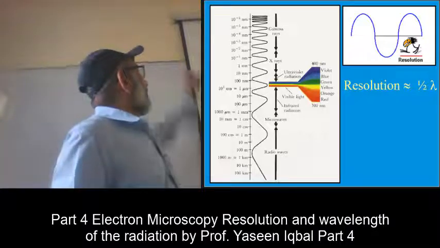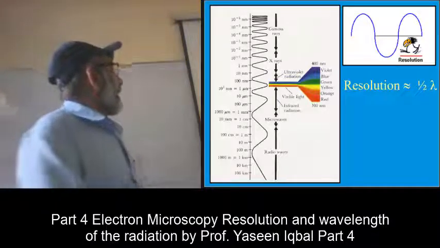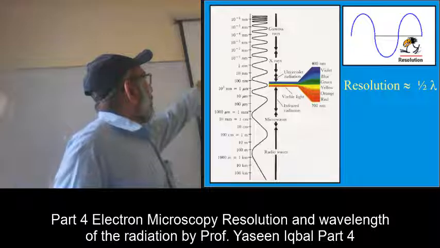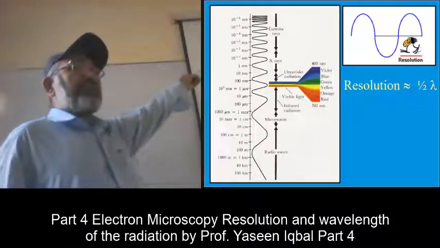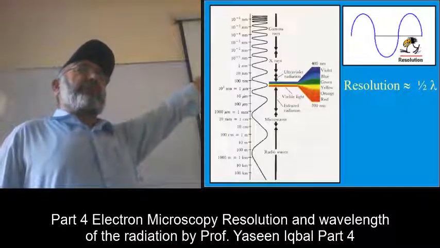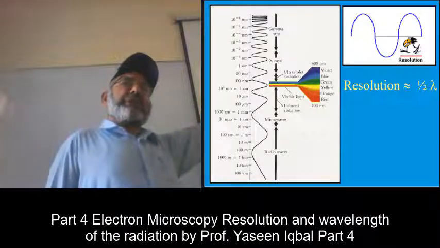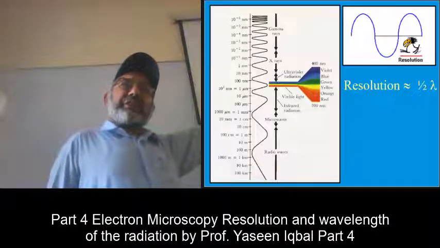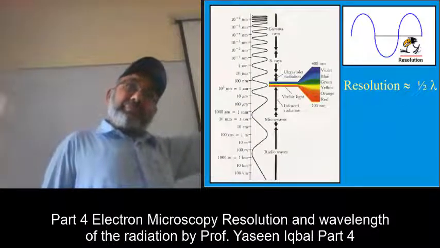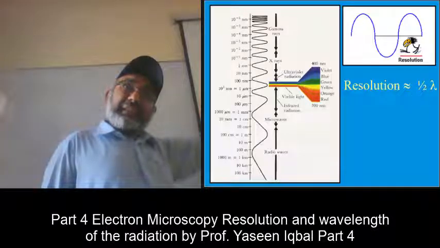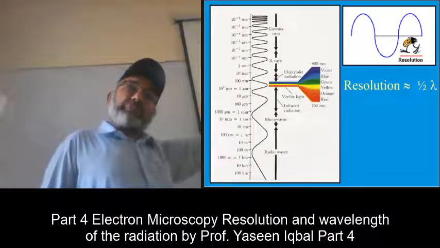Again, I am reminding you that gamma rays range from about 10 power minus 2 nanometer. 10 power minus 2 nanometer is 1 nanometer over 100. So it is 1 nanometer over 100, 10 angstrom over 100. 10 angstrom over 100 means 0.1.